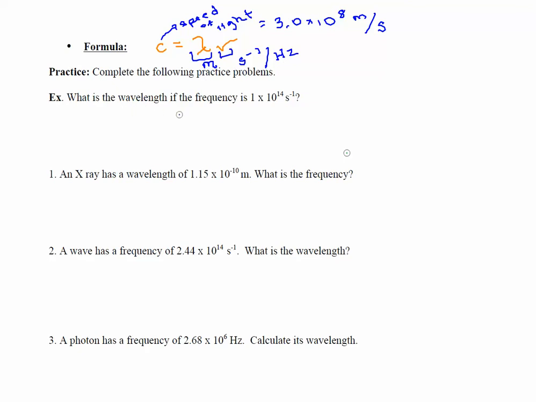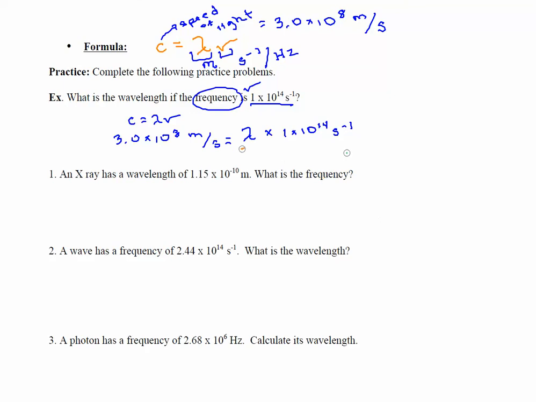In this problem it says, what is the wavelength if the frequency is 1 times 10 to the 14th seconds to the -1? So that's my frequency, my nu. I'm going to plug it into my formula, c equals lambda nu. Now I know my speed of light, it's 3.0 times 10 to the 8th meters per second. I'm trying to solve for my wavelength, so I'm going to put lambda right there. Now I'm going to multiply this by 1 times 10 to the 14th seconds to the -1.